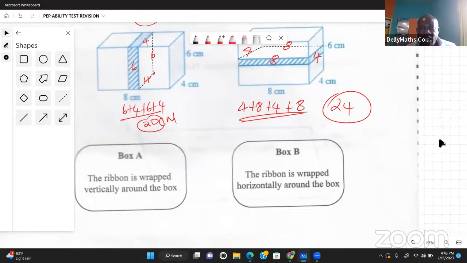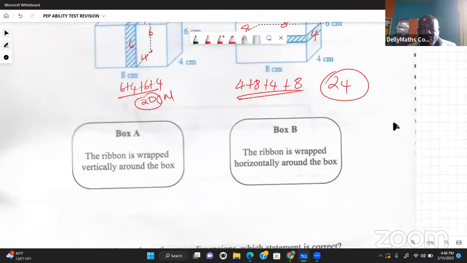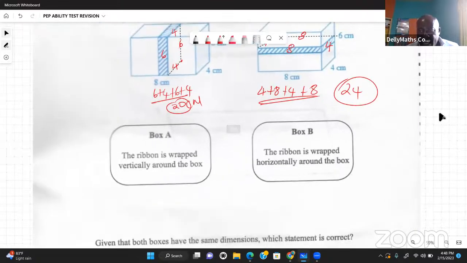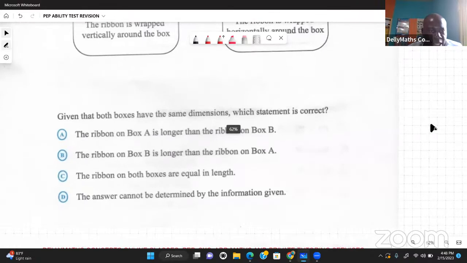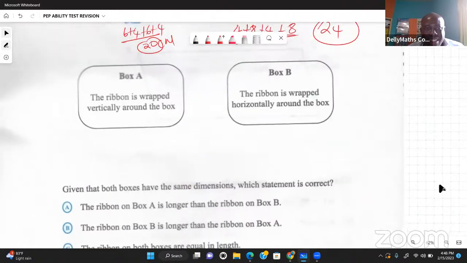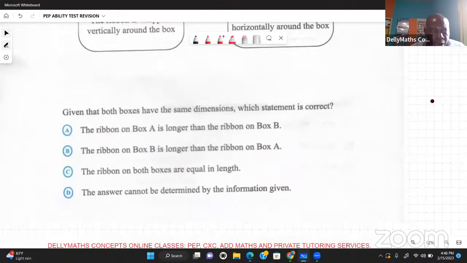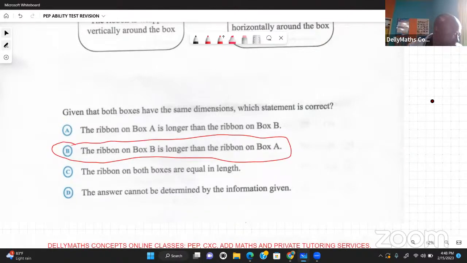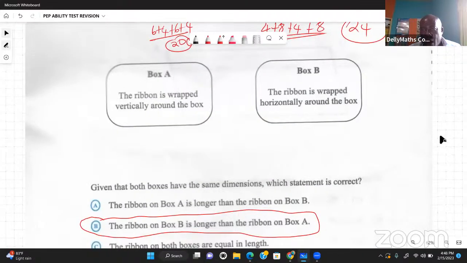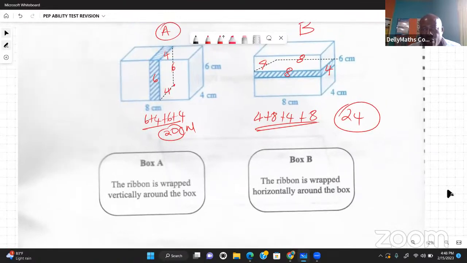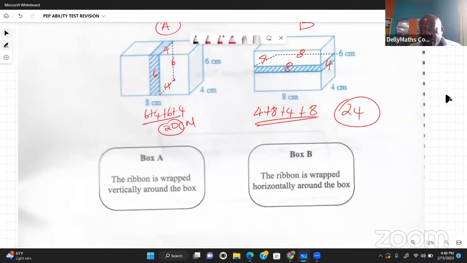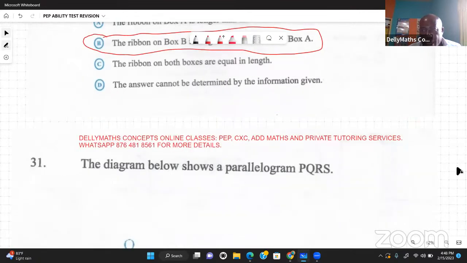So we're looking for the responses now. Let's see the responses that we have and what matches there. So B is bigger, right? Let's see. The ribbon in box A is longer than the ribbon in box B. The ribbon in box B is longer than the ribbon in box A. So I'll go for the ribbon in box B is longer than the ribbon in box A. Yes, that is the answer for that one. Box B ribbon is actually longer than box A. All right, let's go again.